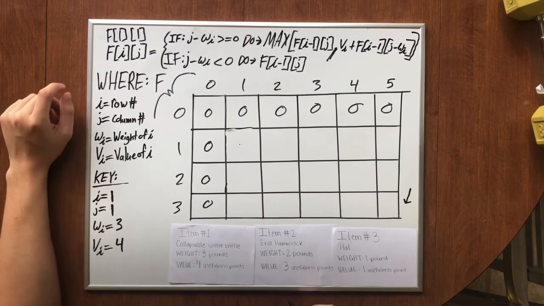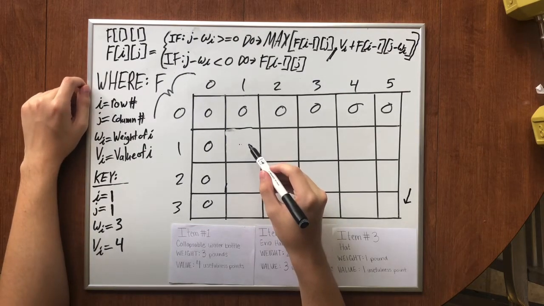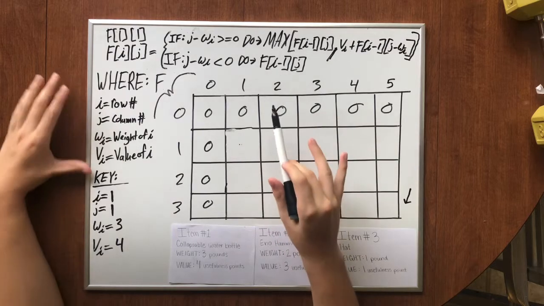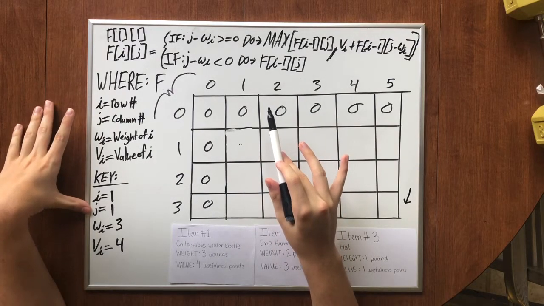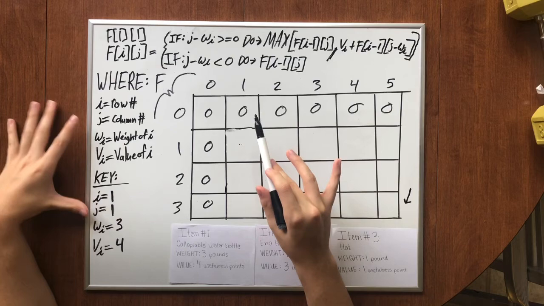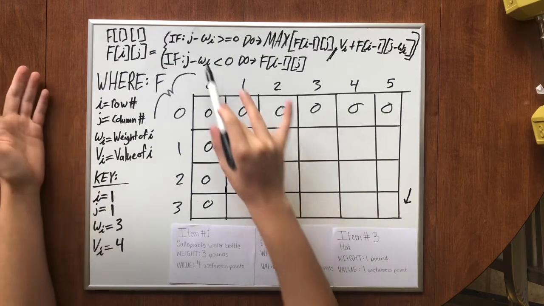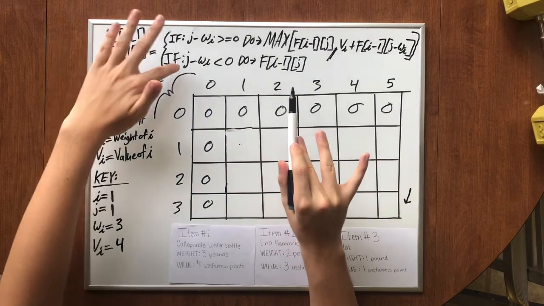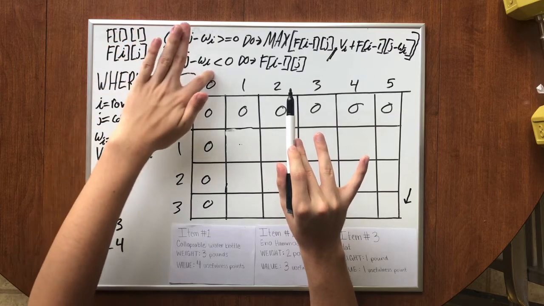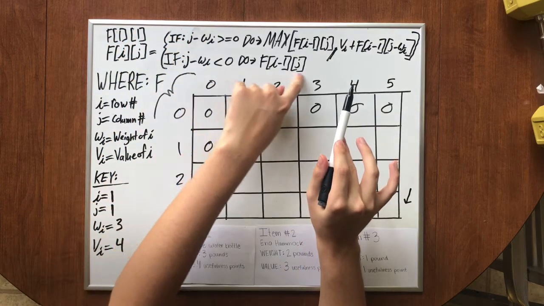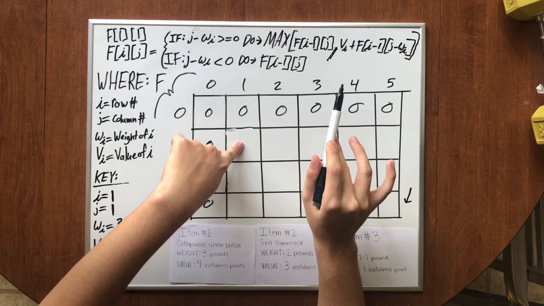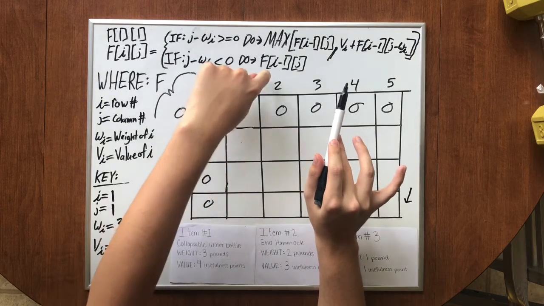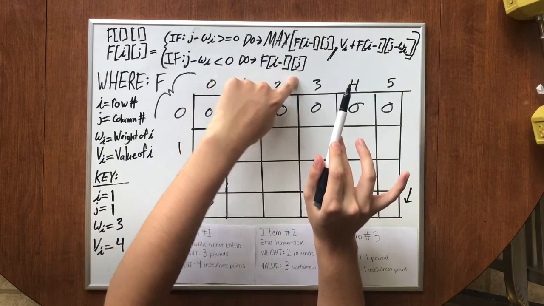Okay, so to fill in this box, we're going to have to use this formula up here. So first we need to check what J minus WI is. Well, J is 1 and WI is 3, so 1 minus 3 is negative 2. That means that since negative 2 is less than 0, we have to use this formula right here. So whatever we're going to put in this box is equal to f of I minus 1 of J.